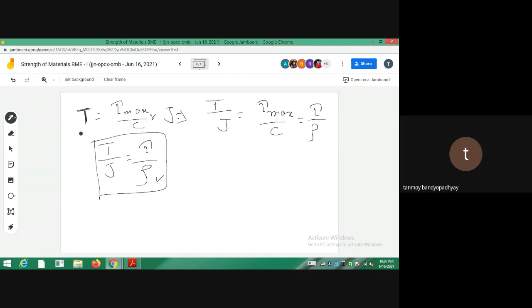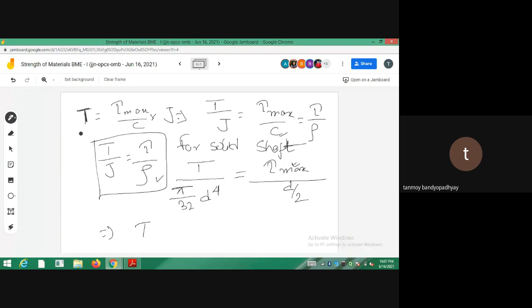So let's do some things for a solid shaft. For a solid shaft, I told you this is pi by 32 d to the power 4, that is equal to tau, let it be tau max. Always consider tau max because that is the value generally given, the maximum allowable stress mentioned in the problems, divided by rho. For a solid shaft that is C, and C is d by 2. So the torque on a shaft, this is the maximum torque, is equal to pi by 16 d cubed tau max.